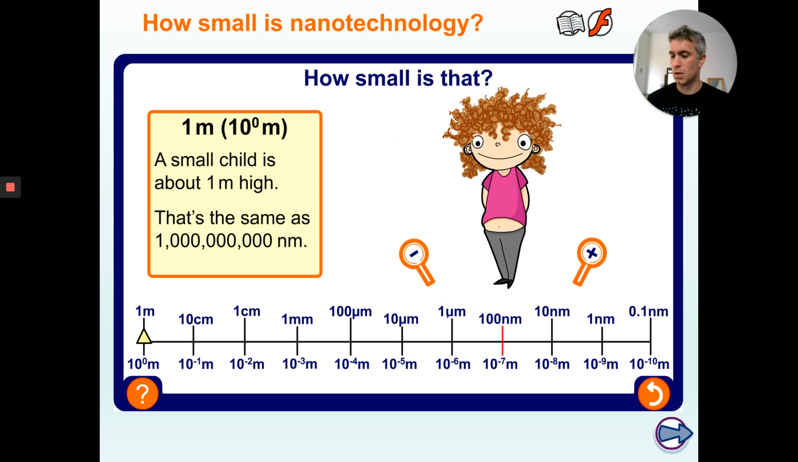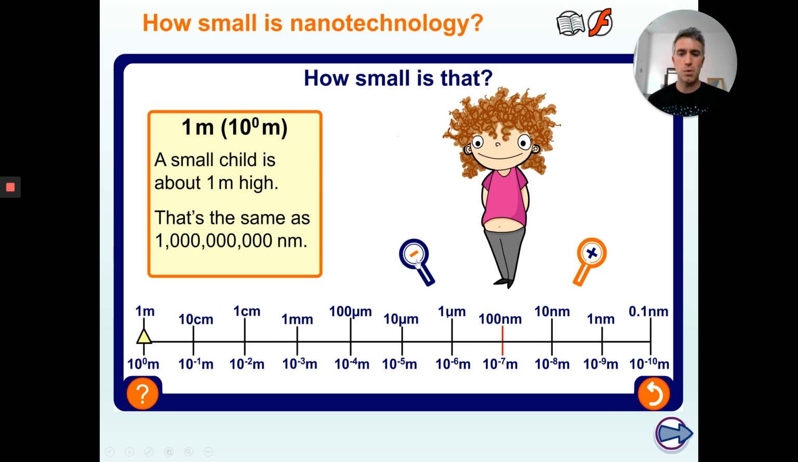How small? Okay, so I'm going to use this strange animation, which is like a fuzzy-haired person with a pot belly. It's a child, apparently. If you look like that, I'm sorry, I didn't mean you look strange. This child is about 1 meter high. That's the same as 1 billion nanometers.